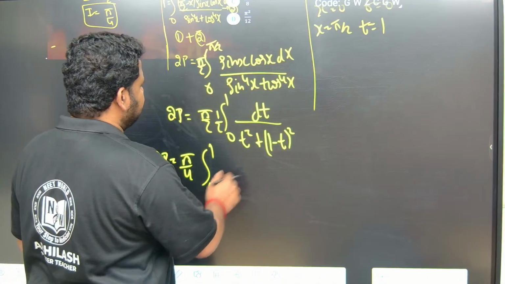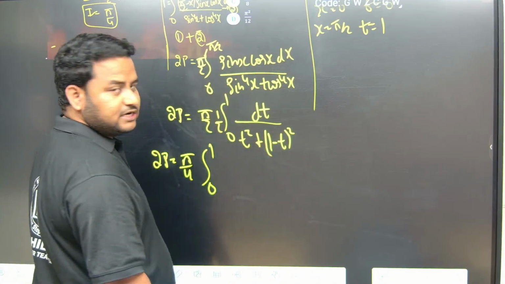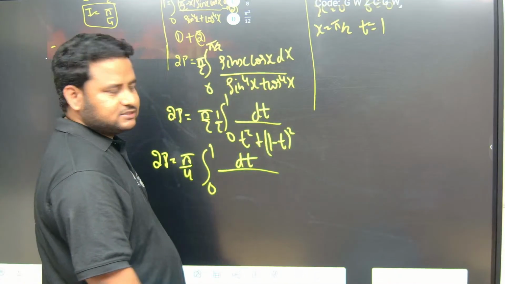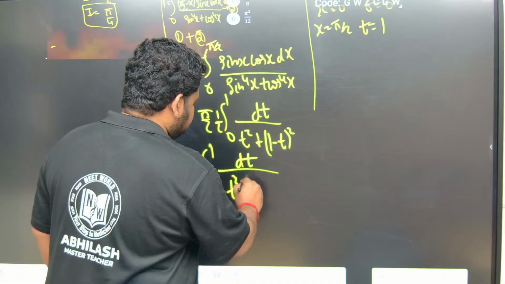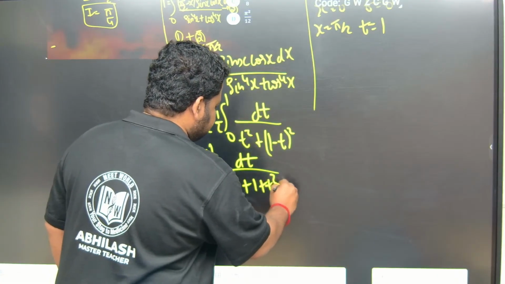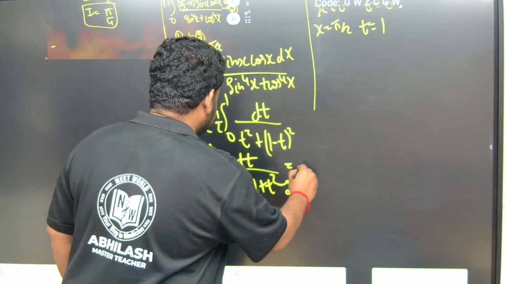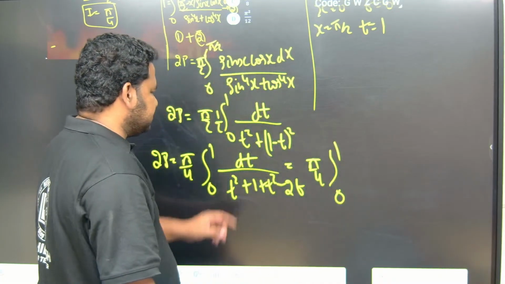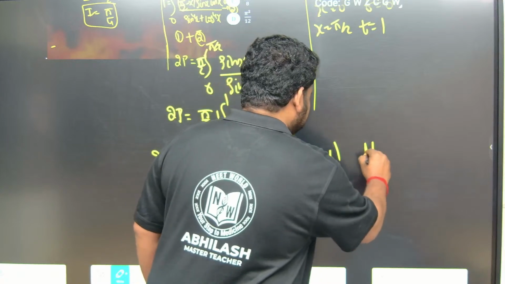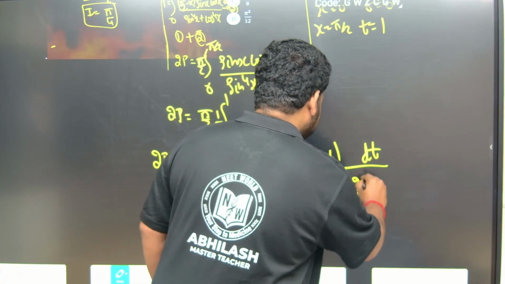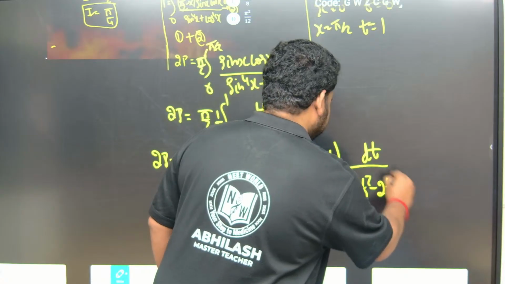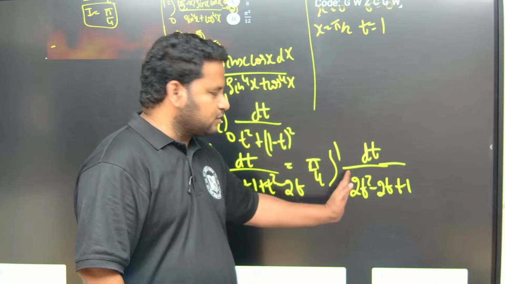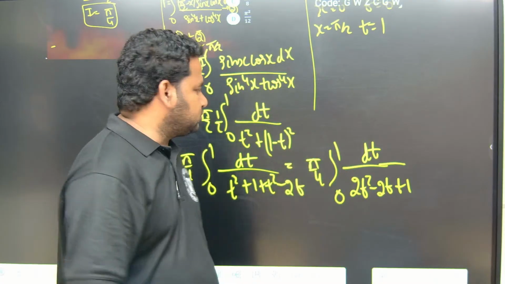So 0 to 1, t square into (1 minus t) square dt. Here (1 minus t) square I can write as 1 plus t square minus 2t. So this gives me what, friends? This will be equal to pi by 4 into the integral from 0 to 1 of t square dt by 2t square minus 2t plus 1. So we know that I have to make the coefficient of t square equal to just 1, so I will take 2 outside.